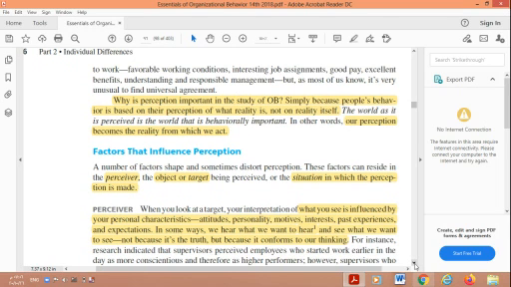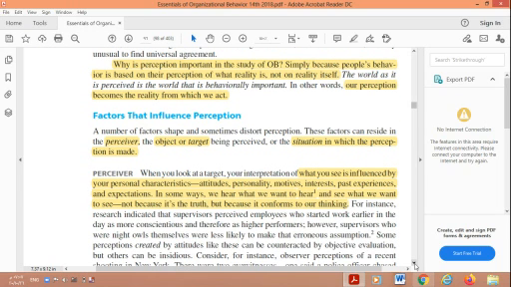Now we wanted to talk about the main factors that influence our perception. A number of factors shape and sometimes distort perception. These factors can reside in the perceiver, the object or target, and the situation. So there are three main factors which influence or affect our perception. The first is related to us, the individual or the perceiver. The second is related to the situation, and the last one is related to the object or the target we try to interpret or understand. Now we wanted to talk about those factors in more detail.